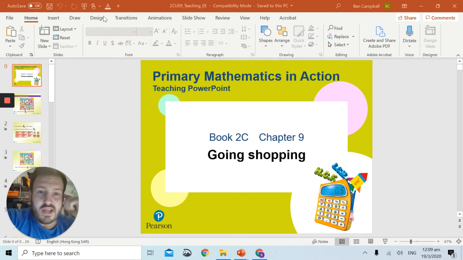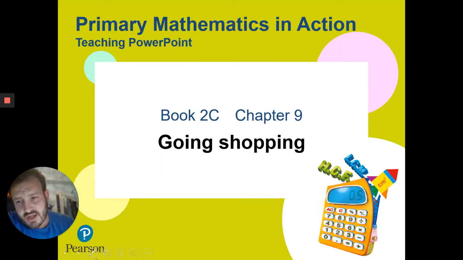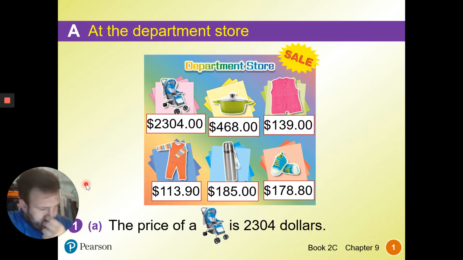So this is chapter 9 of going shopping. This is going to be very similar to the last lesson, which I think is quite simple, so you should be able to complete this. Let's get straight into it then. Going shopping. In the previous lesson we were looking at money. This one we're looking at buying stuff.